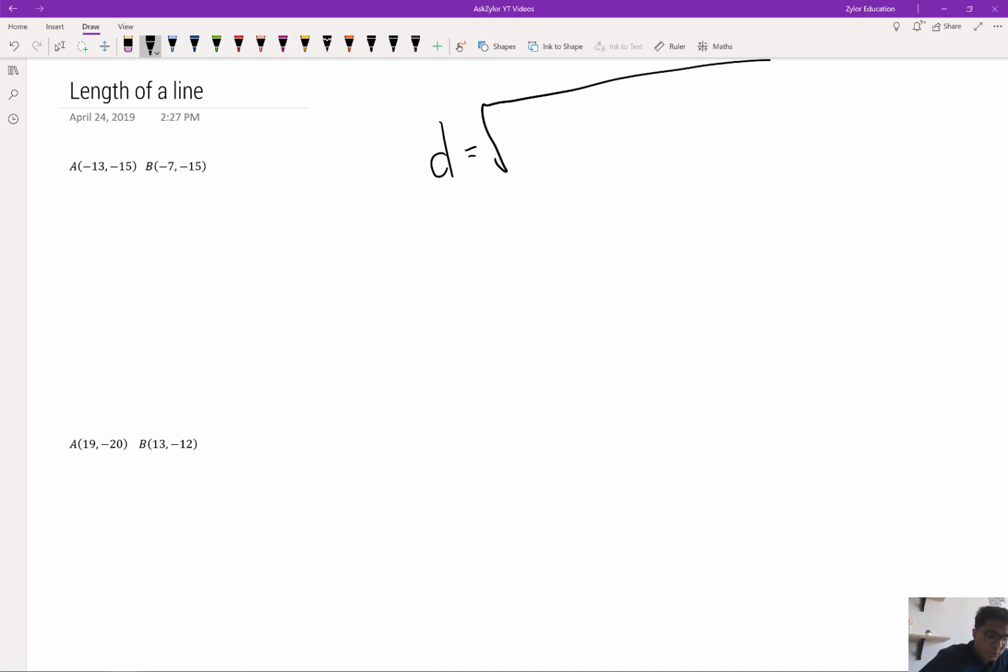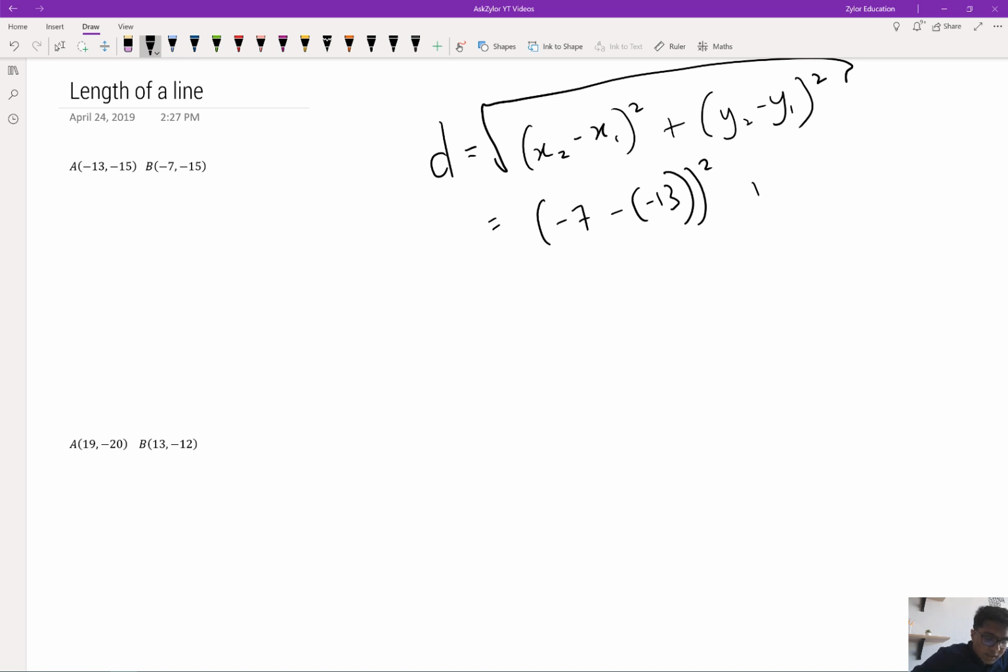So the distance is going to be the square root of the difference between my x's, so x2 minus x1 and squared, plus the difference between the y's, so y2 minus y1 and squared, and all of that will be under square root. So for my first example, my x's are going to be -7 minus -13, and then I'm squaring that difference, and then the difference between my y's are going to be -15 minus -15, which is no difference at all, and then I'm square rooting all of this.